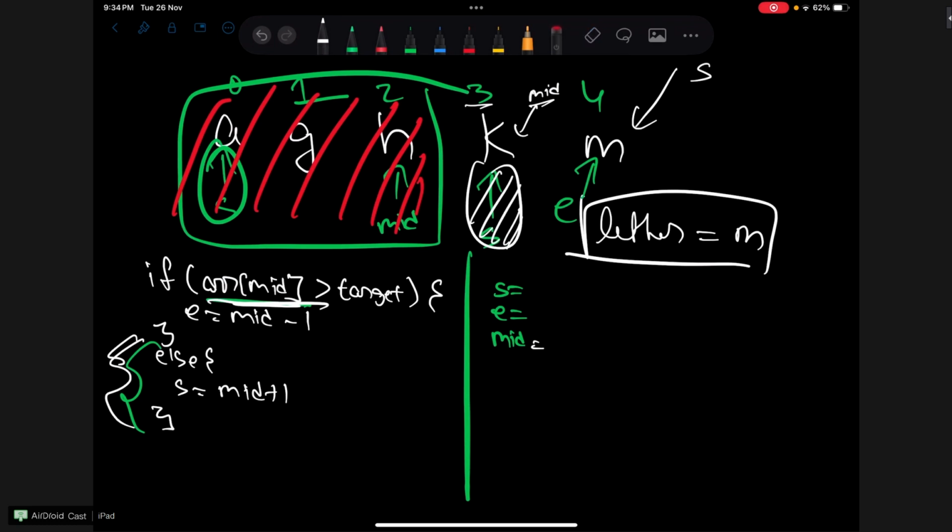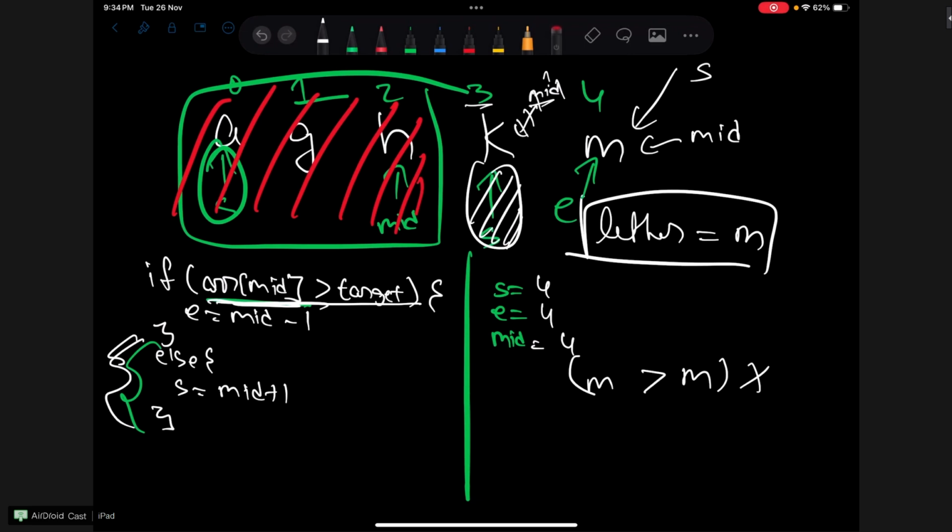Let's say S is 4, E is 4, so the mid will also be 4. Okay, so let's just remove mid and point it right here. So we will check this condition again. If array of mid is greater than target, what is array of mid? Array of mid is m. Is m greater than m? The answer is no, m is not greater than m.